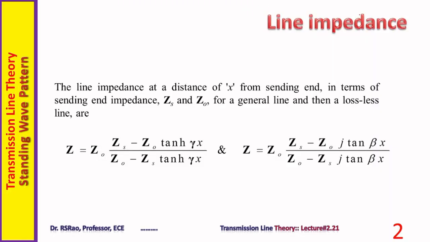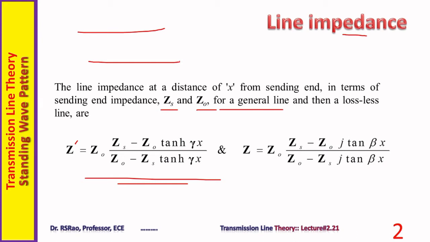The line impedance at a distance x from the sending end, in terms of sending end impedance Zs and Z0, the characteristic impedance of the line, for a general line is given by this formula. See, here is a line. General line means lossy line. At a distance of x from the sending end, you consider a point P. At this point, line impedance is Z0 times Zs minus Z0 tanh gamma x, divided by Z0 minus Zs tanh gamma x. Zs is the sending end impedance, tanh is the hyperbolic function, gamma is the propagation constant, and x is the distance of the point from the sending end. This is the formula.